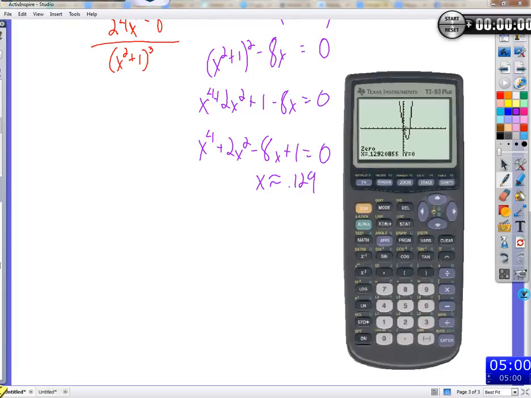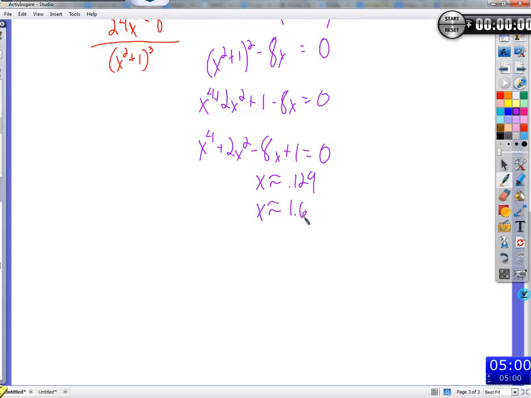Okay, let me do it again. Second calc, zero. It says left bound. So you want a point to the left of the x-intercept, then to the right of the x-intercept, and then press enter again. 1.608. These two are possible extrema.